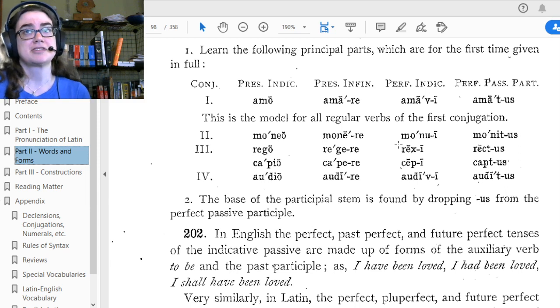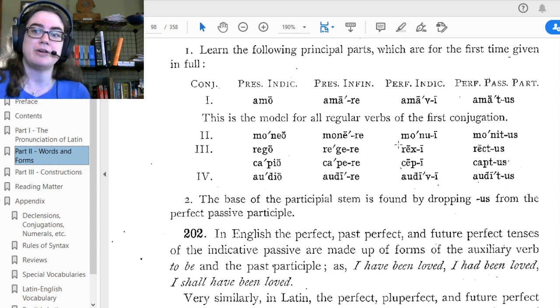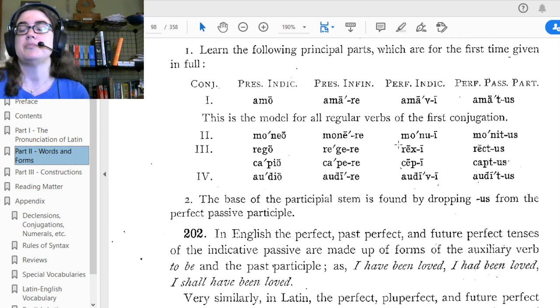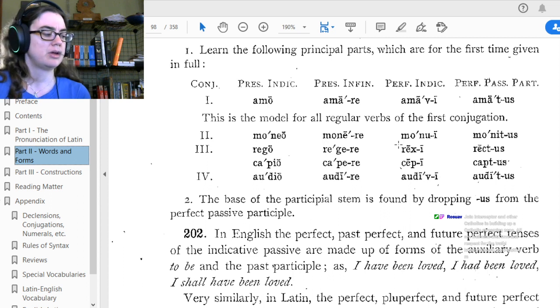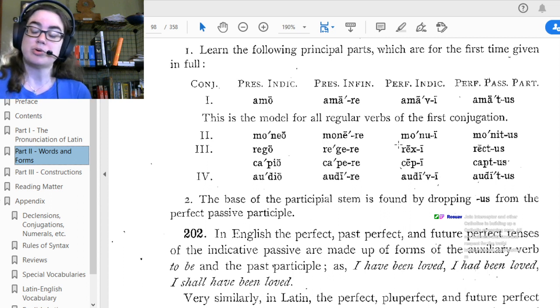The perfect passive participle is the most important of those four. For whatever reason, it's just really popular in the way that the Romans composed their text. They were big fans of using participial phrases instead of sentences, so they will pile on participles after participles. So it's really important to remember that fourth principal part. Amatus, monitus, rectus, captus, auditus.